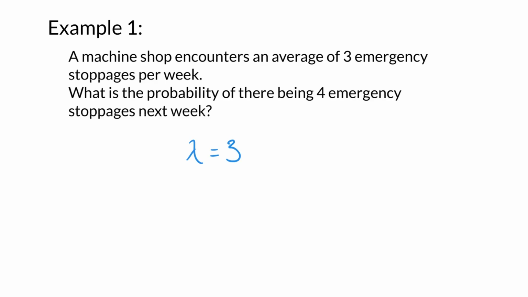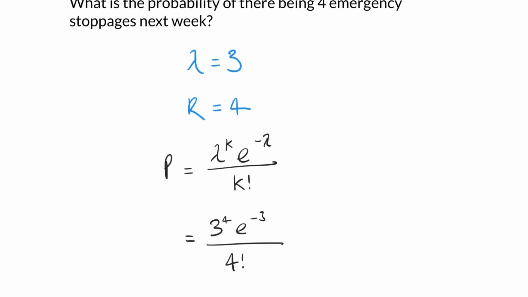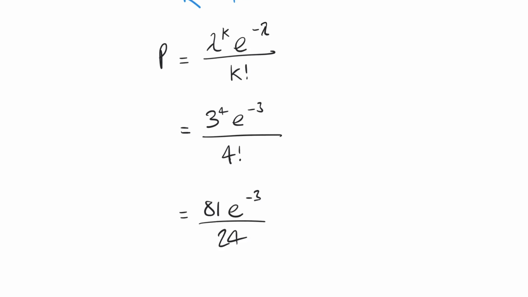But we're asked, what's the probability that there are 4 emergency stoppages next week? So this is the k value, where we're looking for the probability of what happens if there are 4 events that take place. That's our k value, so k equals 4. So here's our formula again for the probability using the Poisson distribution. And here with our values populated, remember that 4 factorial, which was one of our earlier examples, is equal to 24. And so that gives us a result of 0.168, or otherwise around 16.8% as a percentage.